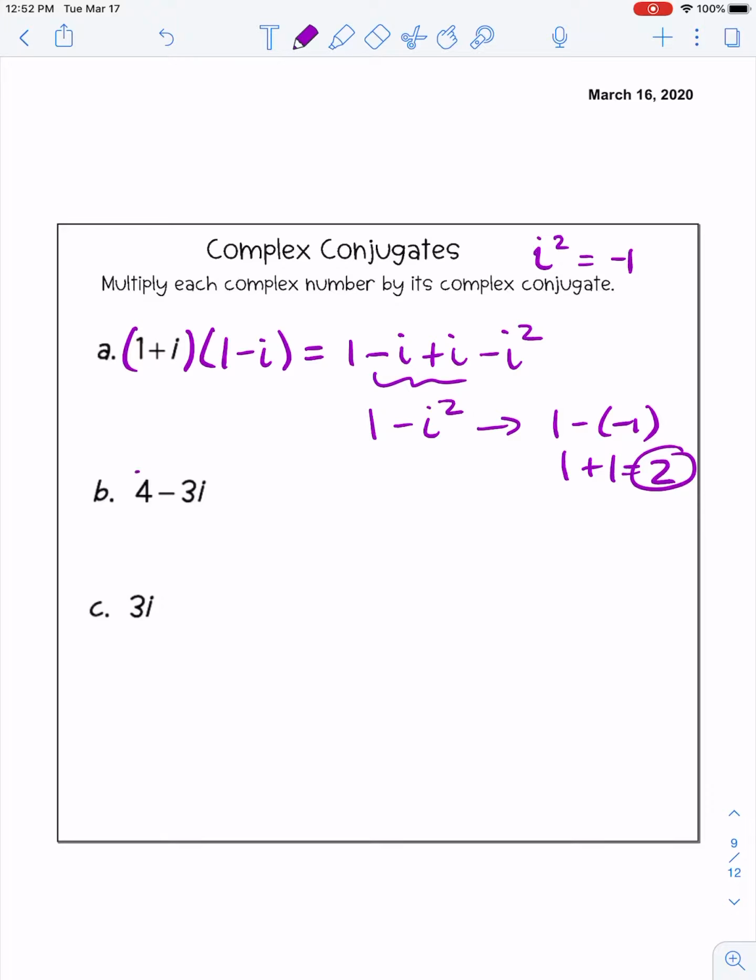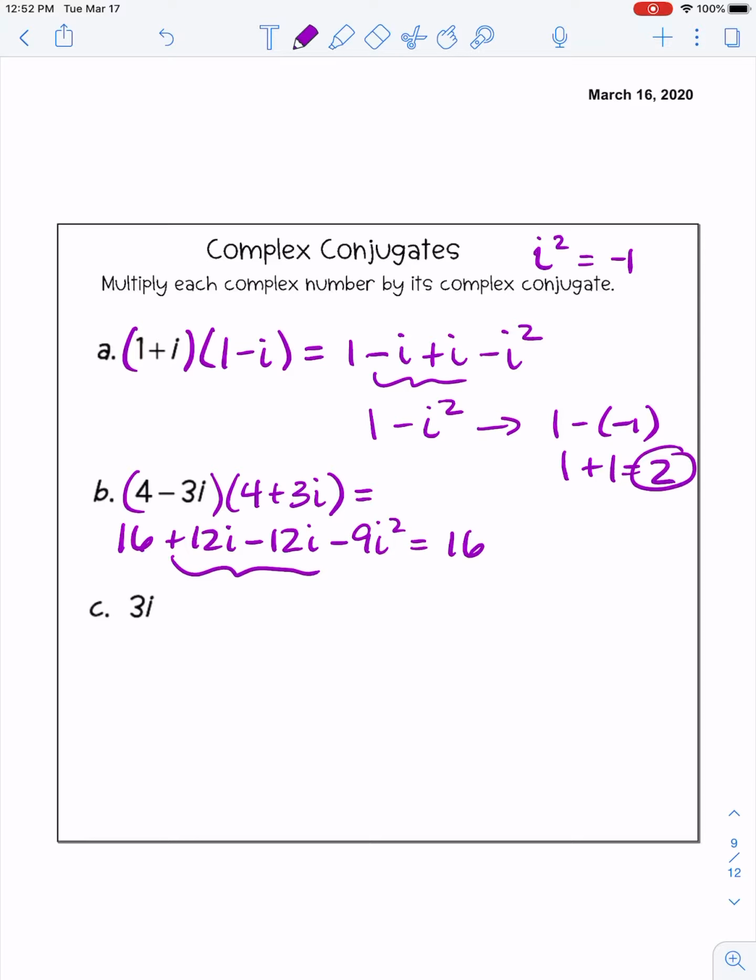All right, so again here, I'm going to multiply by 4 plus 3i, because I want to use the inverse sign of my imaginary part. That's going to give me 16 plus 12i minus 12i minus 9i squared. Again, these cancel, which is going to give me 16, and my negative 9i squared becomes positive 9, so I get 25.